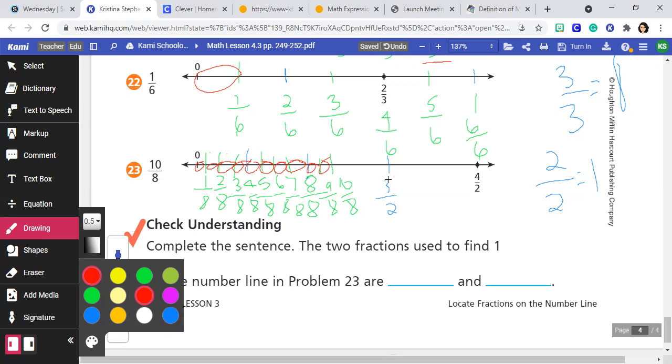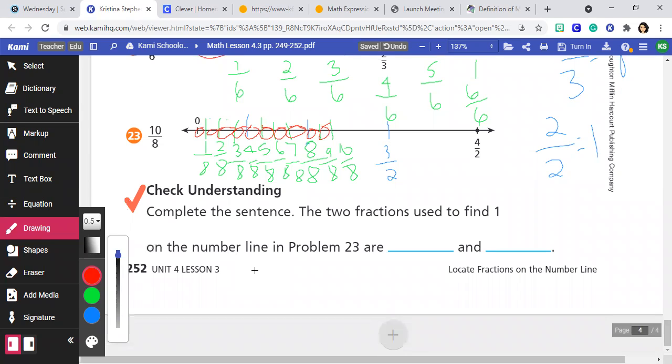Okay, so our check for understanding is something that I'm not going to aid you on. I am going to ask for you to complete this on your own and submit it on Schoology if you're my student. Complete the sentence, the two fractions used to find 1 on the number line in problem 23 are blank and blank. Well, what two fractions did we use to find 1? I see them right in front of me, but I'm not going to tell you yet. I'll tell you in our Zoom session.